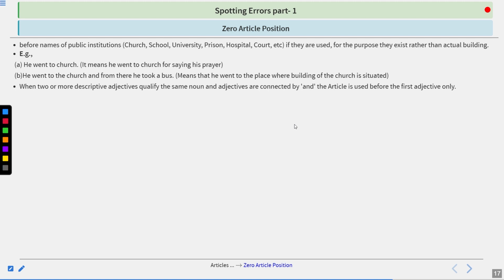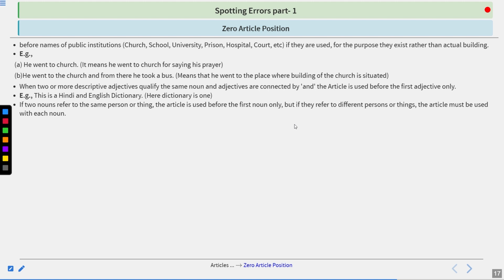When two or more descriptive adjectives qualify the same noun and the adjectives are connected by and, the article is used before the first adjective only. This is a Hindi and English dictionary. Here dictionary is one. If two nouns refer to the same person or thing, the article is used before the first noun only. But if they refer to different persons or things, the article must be used with each noun. He is a better soldier than statesman. He was a greater soldier than a statesman.